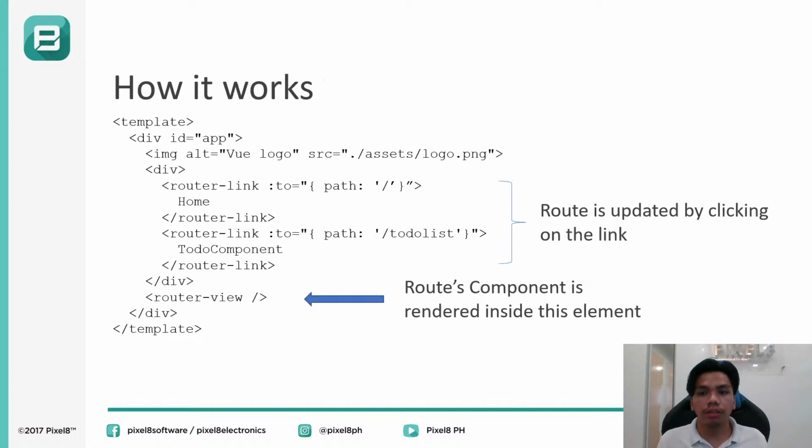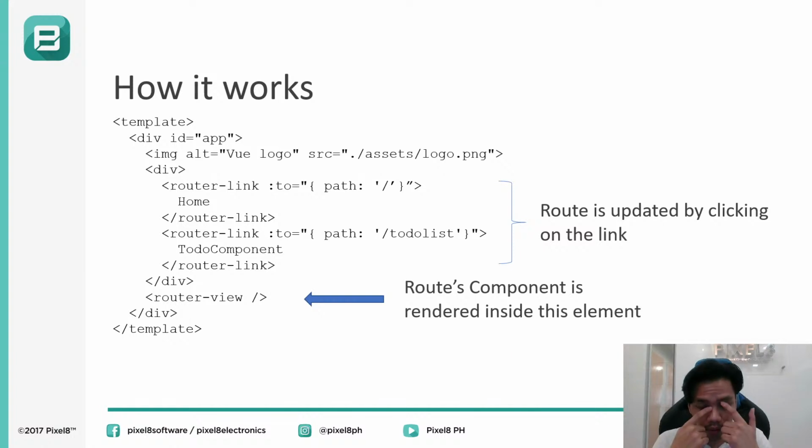Now, in order to change routes, you need to create a router link. Meaning you need to create a link that, whenever you click it, changes the path itself. As you can see here in this example, if you click home, the router will redirect you to the root path itself. Whereas if you click the to-do component link, it will redirect you to the to-do list path. Meaning it will resolve to the other component instead of the first component, right?